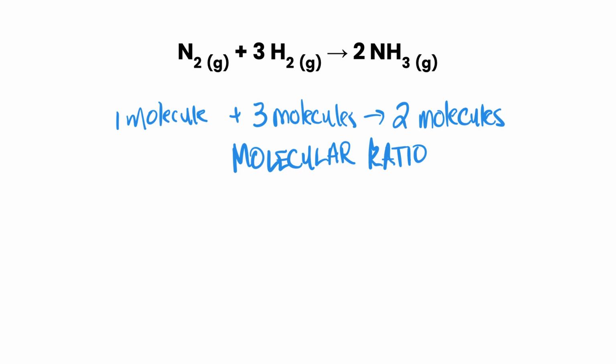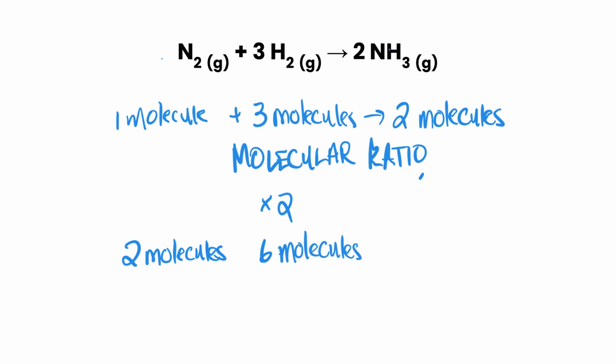So we can use this molecular ratio to figure out how many molecules of something we need or how many molecules of something we produce when we're given one of the other values. So for example, if we had 2 molecules now of N2, it means that we would need 2 times 3, or 6 molecules of H2, and we would produce 2 times 2, or 4 molecules of ammonia. And so we can use this molecular ratio in this way.